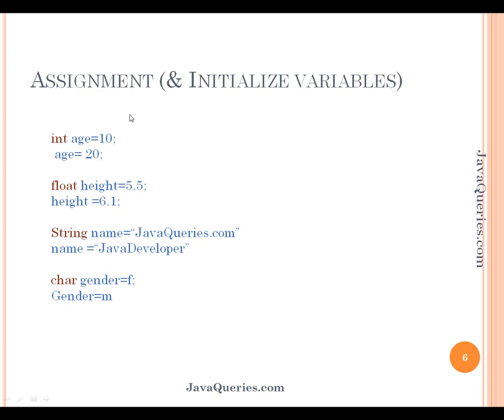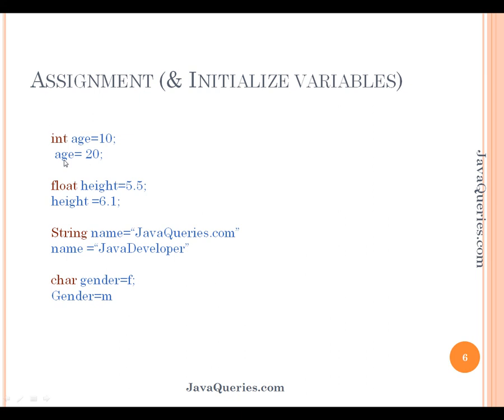Assignment and initialization. Actually, here we are doing more than assignment and initialization. We are also declaring a variable: int age equal to 10. Whenever a single equal to is used in a statement, you are assigning a value. The value 10 goes from the right hand side to the left side. So after this statement, the variable age will hold the value of 10.